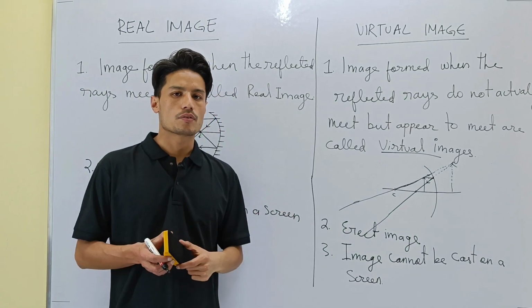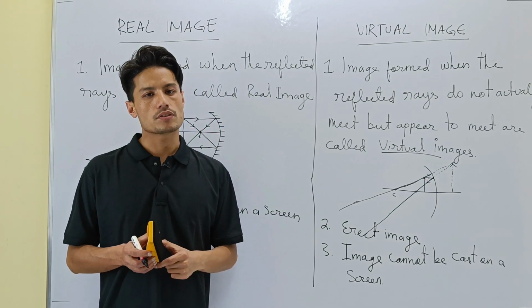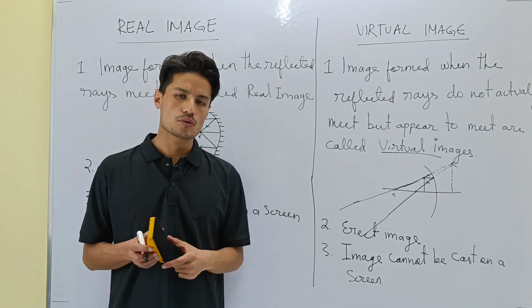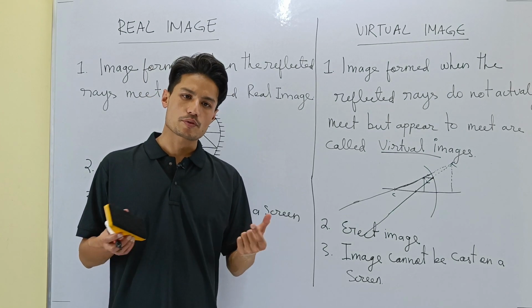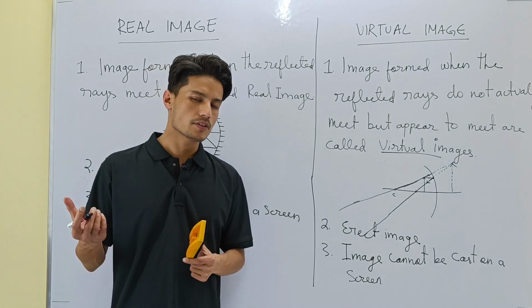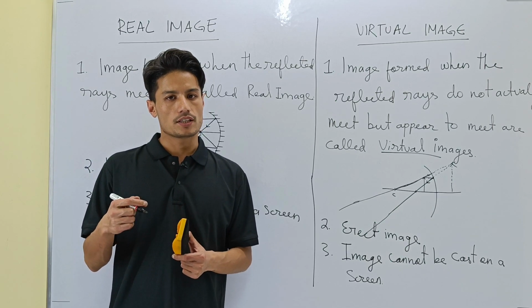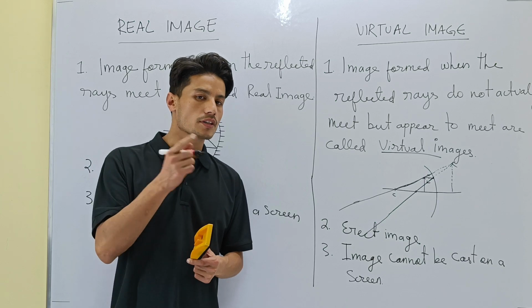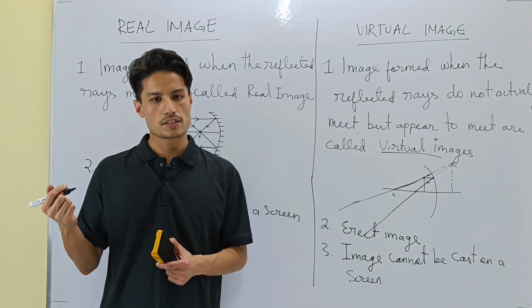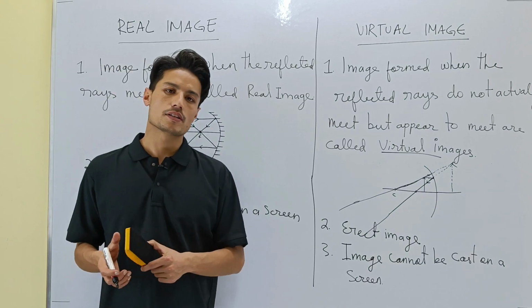So we will end the class today on this note. Today we have learned about reflection. What is reflection? Then the laws of reflection, the types of mirror. We have 2 types of mirror, plane and spherical mirror. Under the spherical mirror we again have 2 types of mirror, concave and convex. Then at last we discussed real image and virtual image.